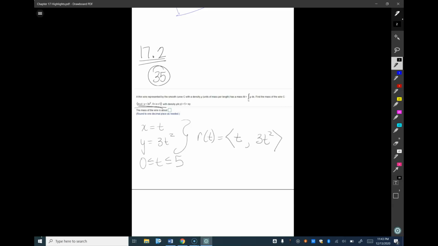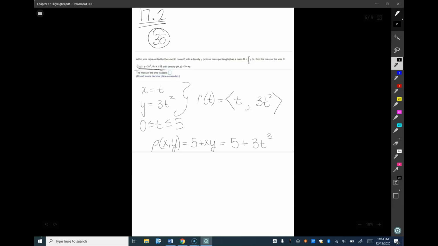We then need to write our rho function, our density function, in terms of t. Right now, density is 5 plus xy. We're going to replace x and y with what their values are in r of t. So we've got 5 plus, well, if we multiply those together, we're going to have 3t cubed. So we're being asked for the integral of the rho function, which is 5 plus 3t cubed.